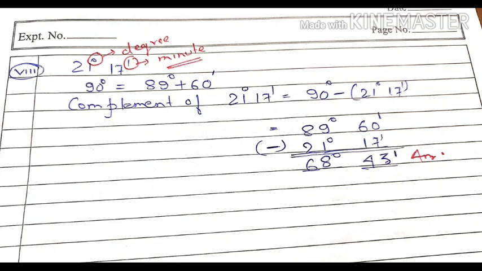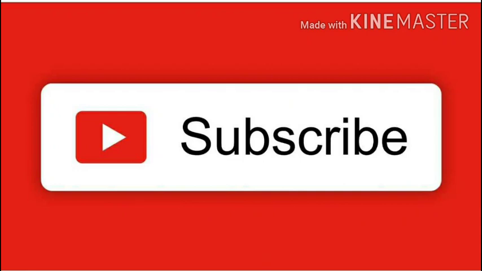So you have to subtract from 89 degree and 60 minutes. See the last line, as I have done the subtraction, is very easy. Minute with minute, degree with degree, it is our required answer. Clear all of you? I hope all of you have understood this.